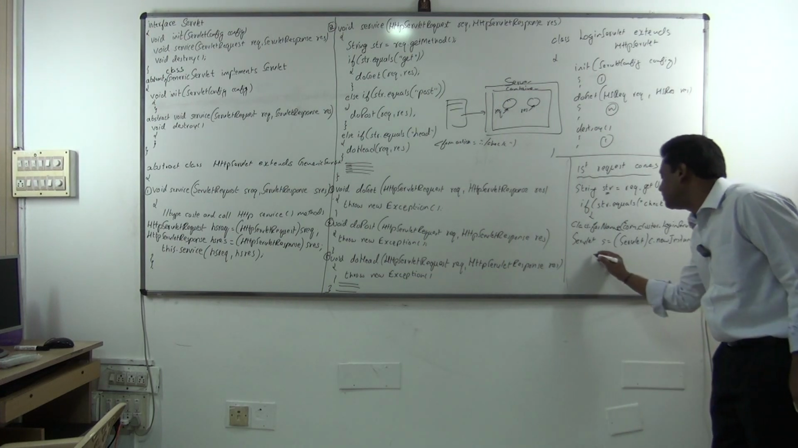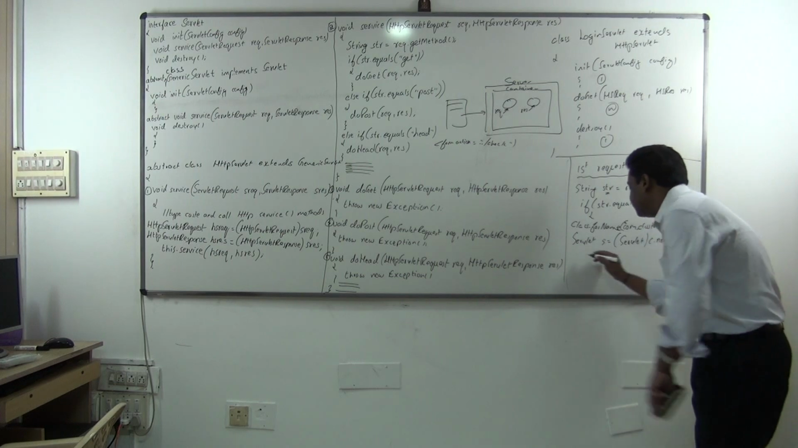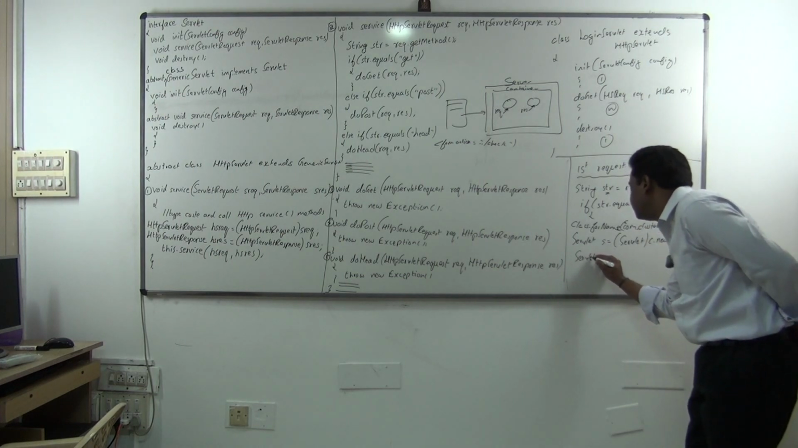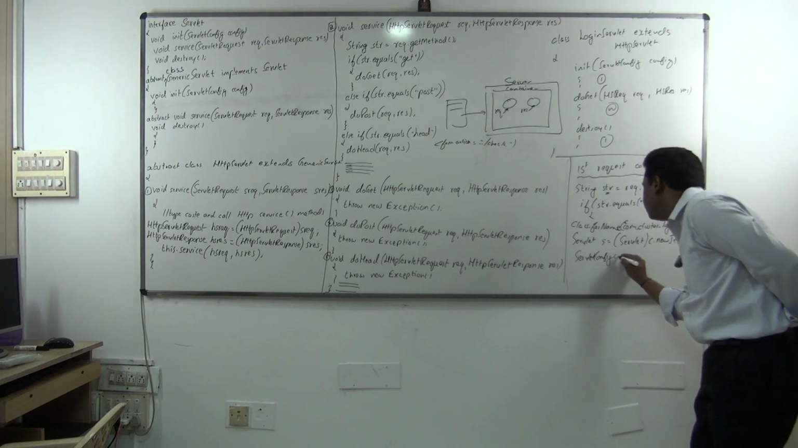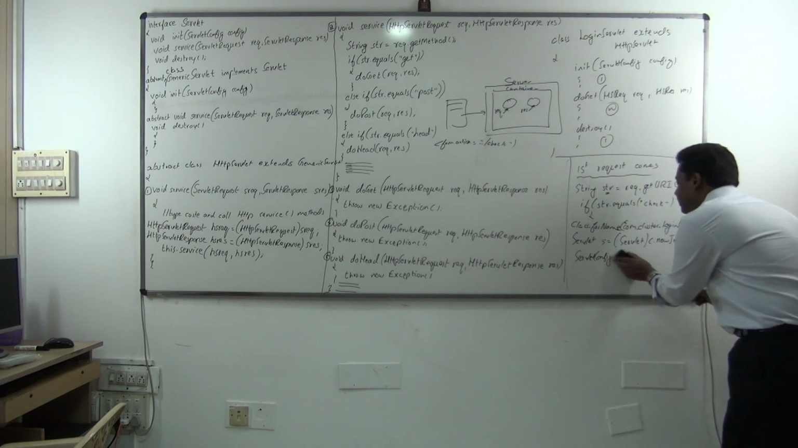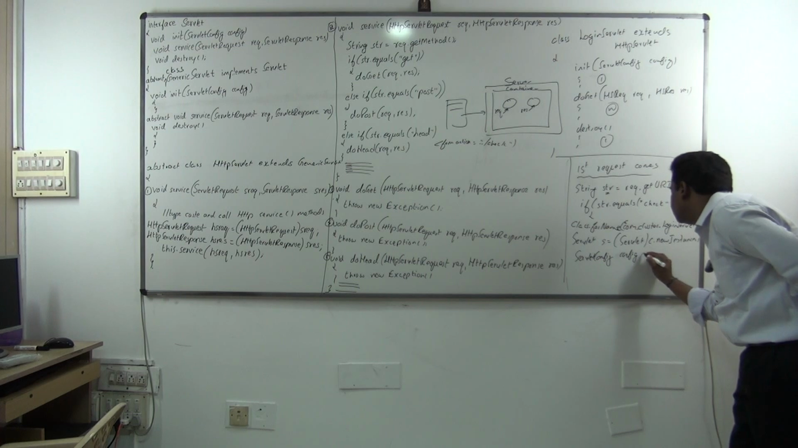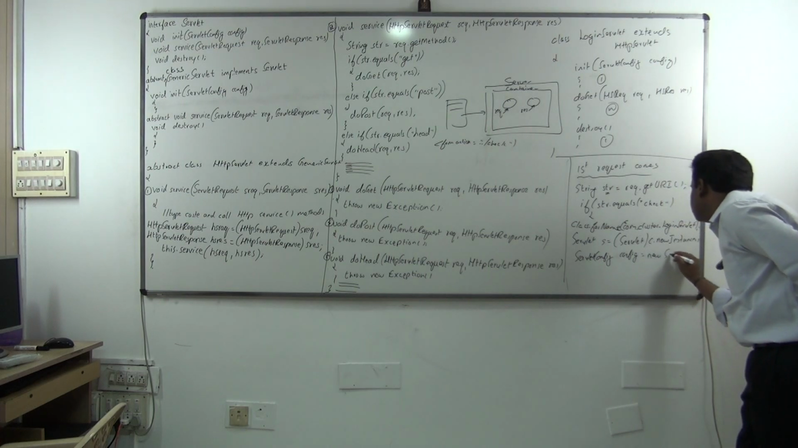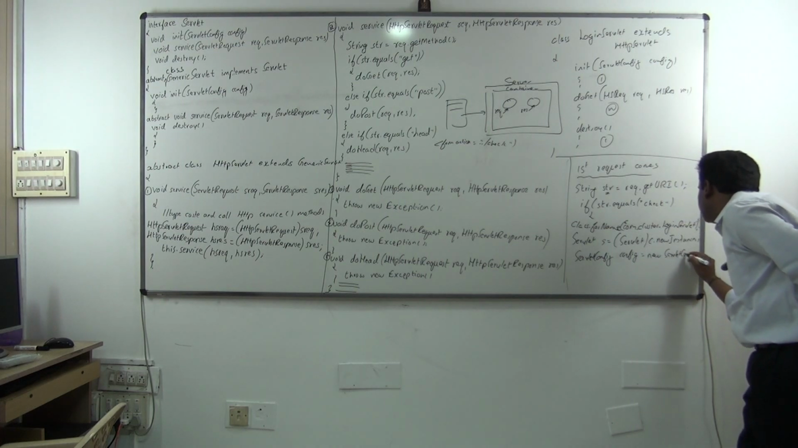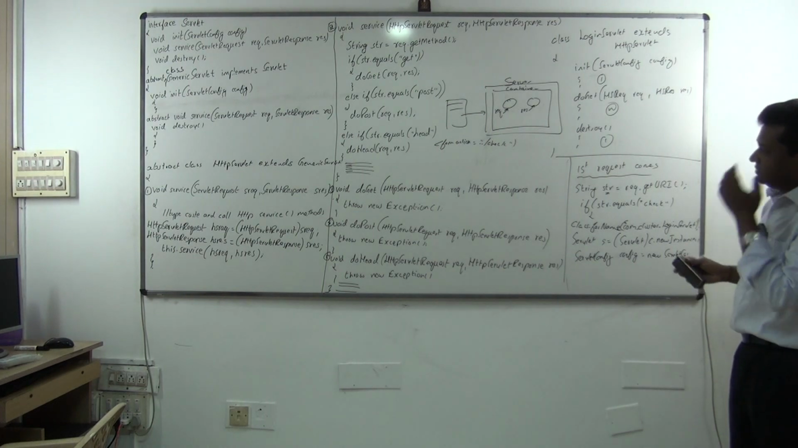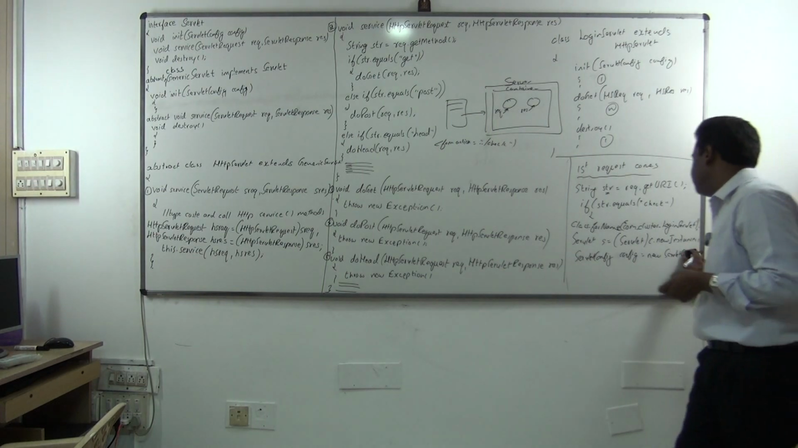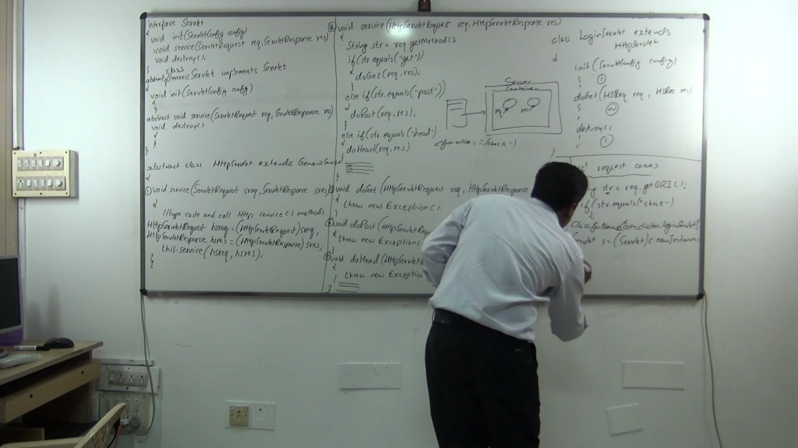Once it is typecasted, next it will create one more object that we will be discussing later. ServletConfig config is equal to, some variable name I am giving, config is equal to new ServletConfigImpl, meaning the implementation of it. Let me write it like this.